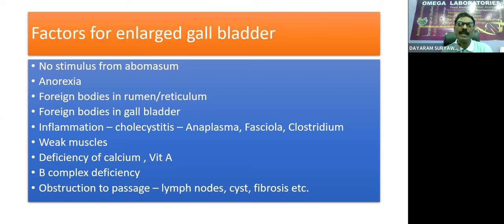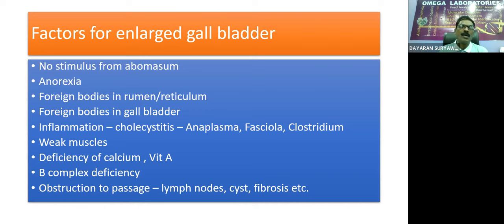Then foreign bodies in gallbladder, like gallstone. Many times gallstones are there. Then sometimes there is a presence of Fasciola hepatica that may interfere with the normal emptying of the gallbladder, and that may lead to the enlargement of the gallbladder. Then inflammation, cholecystitis, then infections like anaplasma, fasciola, clostridial infection. In all these conditions, there is a severe inflammation of the wall of the gallbladder, and that may lead to cholecystitis. And once there is cholecystitis, emptying of the gallbladder is not observed.